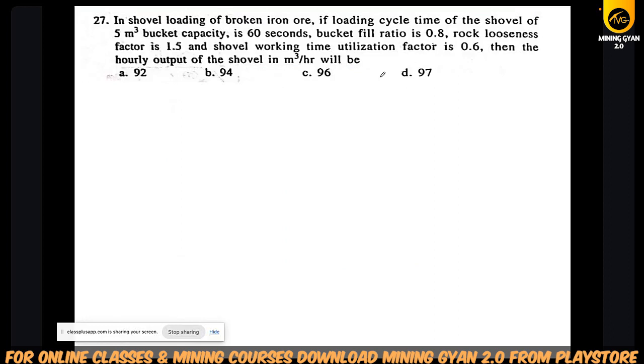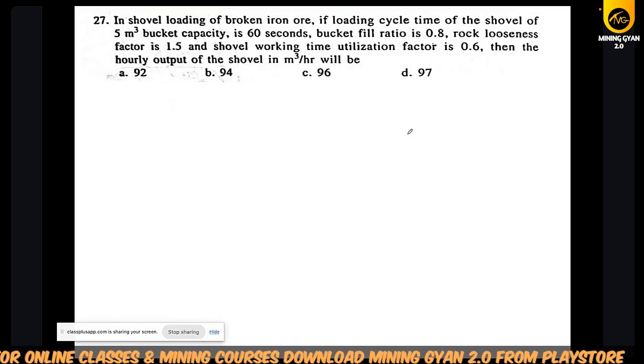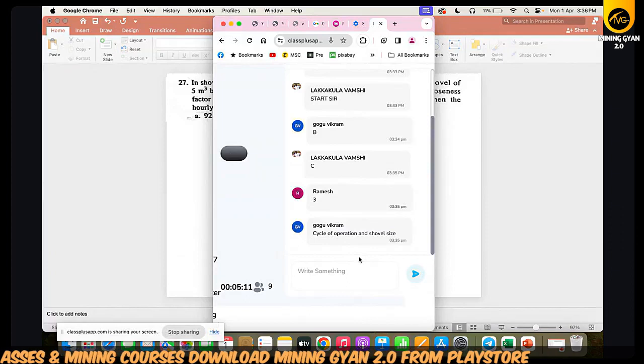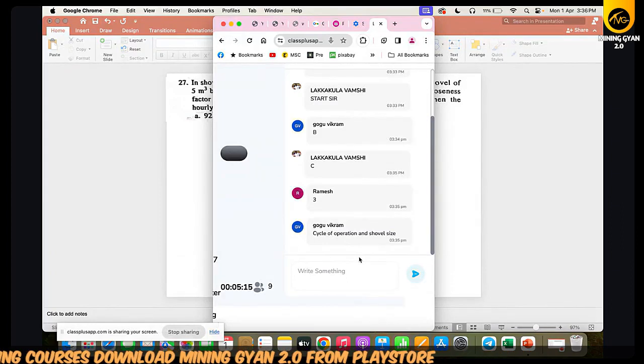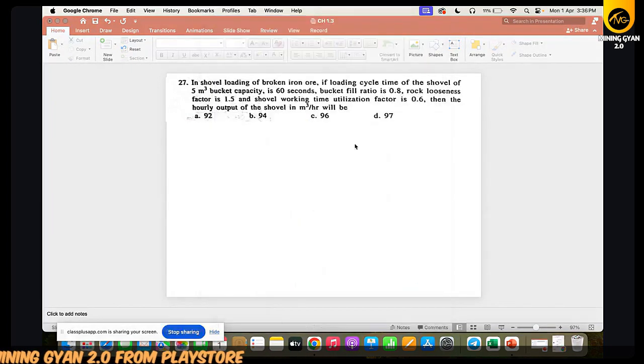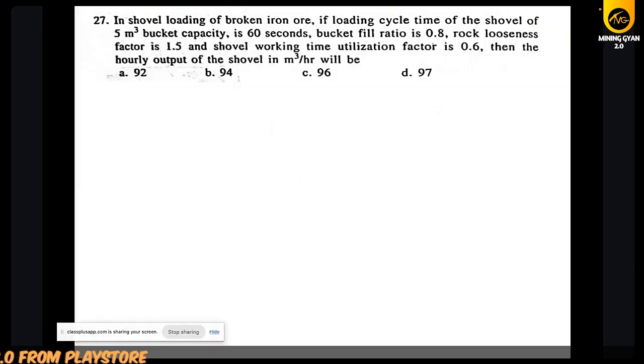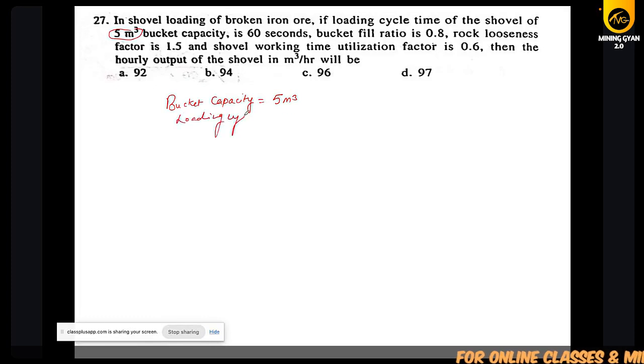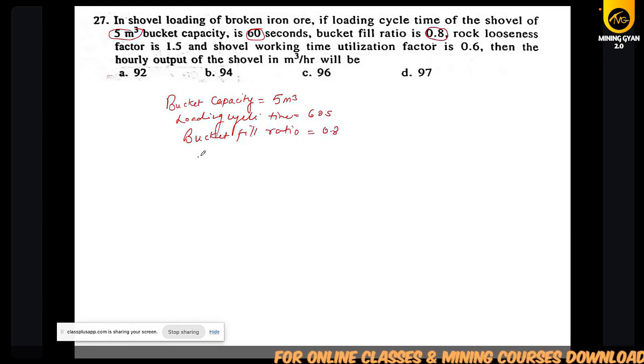Try question number 27. You will get about 1 minute, then I will start to solve this question. In this question, you have to find out the hourly output of the shovel. Ramesh was right in the last question, and Gogu Vikram, now Vamsi, also right. He has given us the bucket capacity, which is 5 meter cube, then the loading cycle time, which is 60 seconds, and the bucket fill ratio is 0.8.